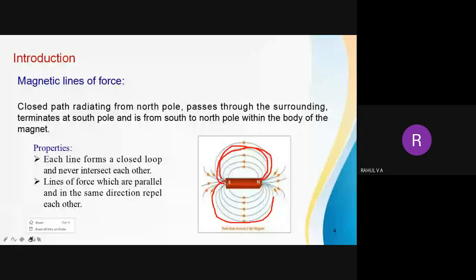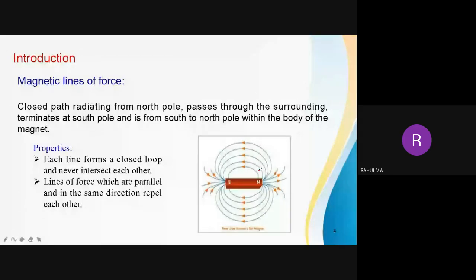The one closed path never intersects another one. So it starts from the North Pole, then it goes to the South Pole through the surrounding, and from the South Pole to the North Pole it goes through the material. And the property is each line forms a closed path. So it starts from the North Pole and finally it reaches the North Pole and never intersects each other.